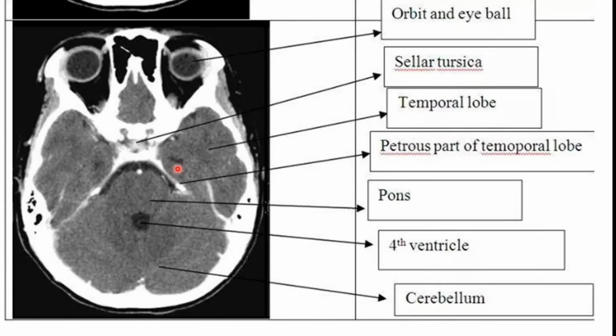Here on this image you can appreciate the petrous part of the temporal bone, which is separating the posterior fossa from the temporal lobe. So there is a temporal lobe. The sella turcica is also visible. Orbit and eyeball can also be seen in this image. The sella turcica, which is also called the pituitary fossa, is where the pituitary gland sits. Here in this image you can appreciate the sella turcica or pituitary fossa, and in the next images you will see there will be a suprasellar cistern.